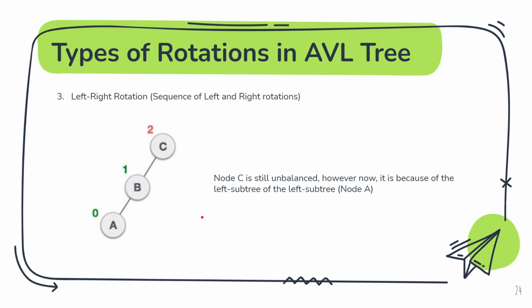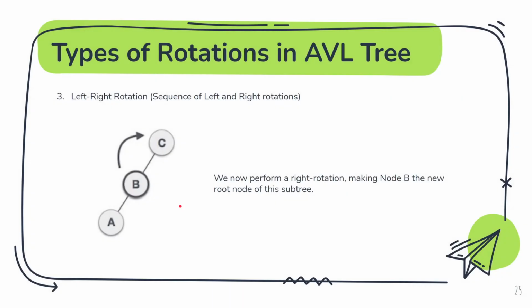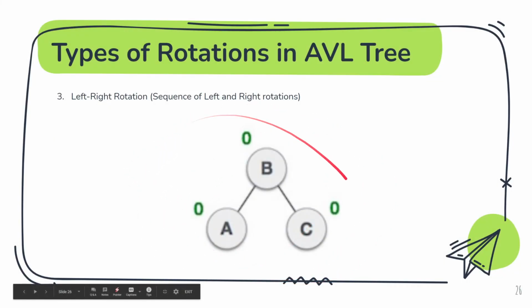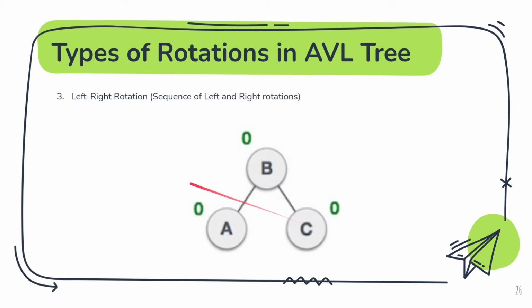And now we can still see that node C is unbalanced. However, now it's because of the left subtree of the left subtree. And we saw earlier that we simply have to make a right rotation at this point. So once we make a right rotation on node C, we can see that the new tree looks like this, having a balance factor of 0 all around, and thus the tree is finally balanced.